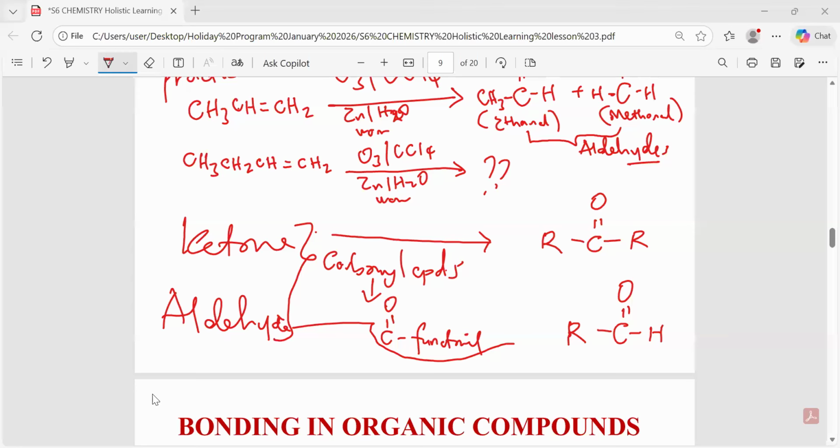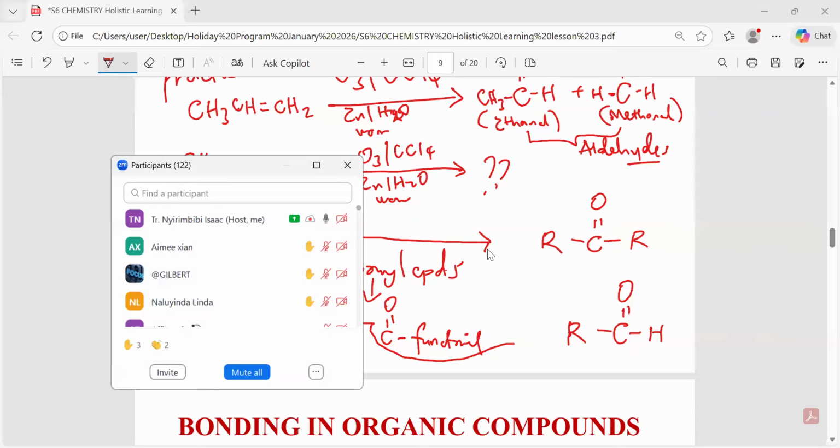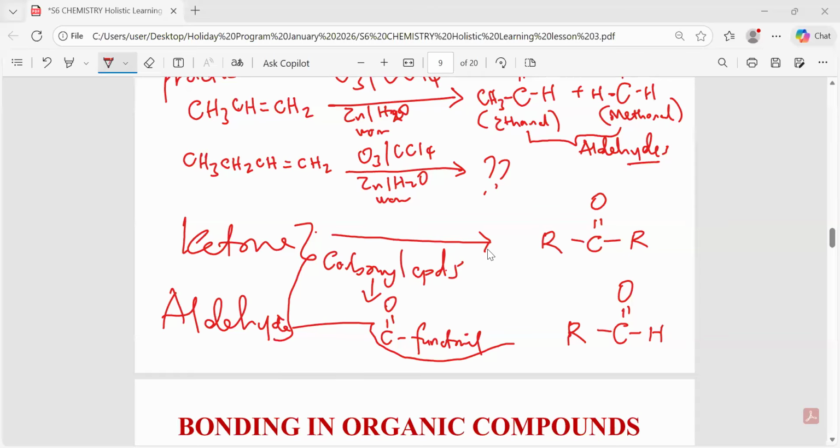Most of the organic compounds have covalent bonding. Very good. Can you clap hands for Gilbert? They all have covalent bonding. Okay, good. So they have covalent bonding, but you find out that during the bonding, most of the organic compounds have a carbon atom.